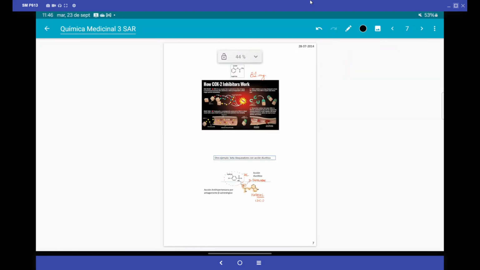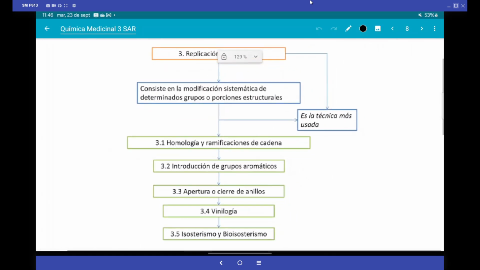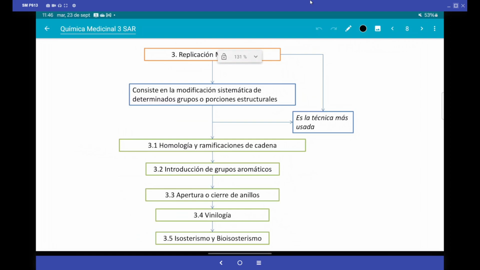And then we leave our hybrid drug aside. Now the most widely used strategy, technically called modulating replication, consists of varying fragment by fragment. As it says here, it is a systematic replication of certain groups or structural portions, being the most used strategy. We have several ways to vary fragments gradually in a structure: by homology, by insertion or suppression of regions or aromatic rings, by opening or closing of rings, by insertion or deletion, and finally by isosterism.